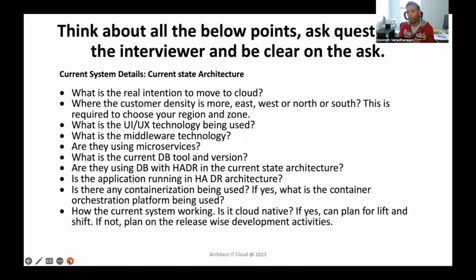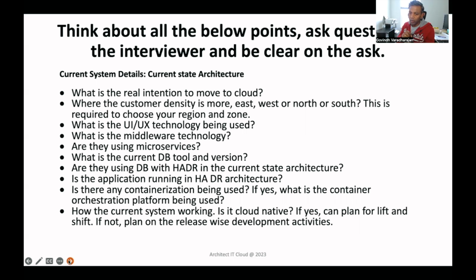Because microservices are always cloud native, it is easy for you to just lift and shift or migrate to the cloud. And always ask about the DB. Database is very important. If it is a DB running on-premises, is it possible to move it to the cloud, and what kind of data migration strategy must you use, and whether it is a NoSQL database or SQL database.